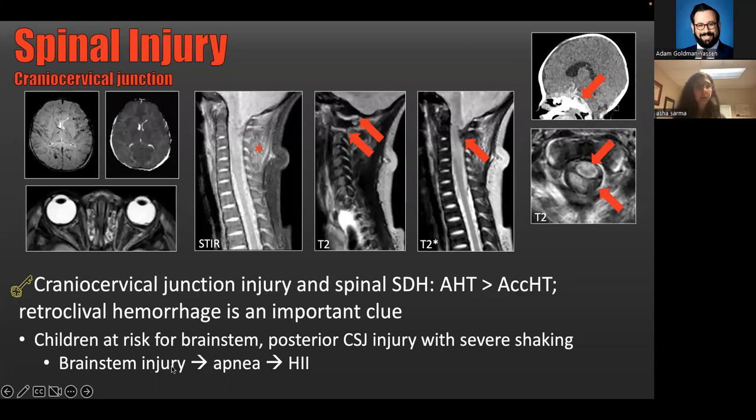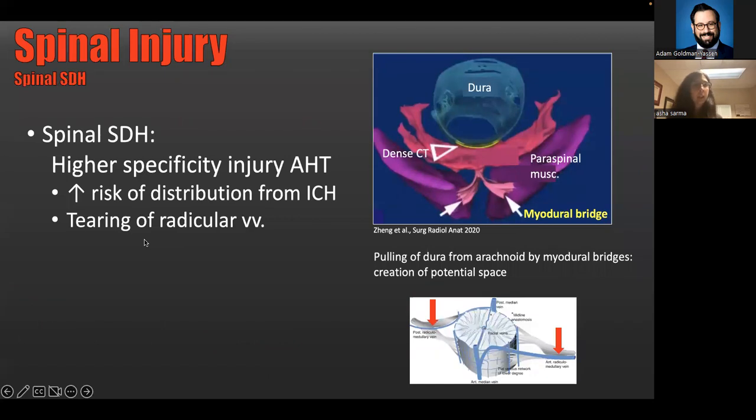The children who have craniocervical junction injuries are at risk for brainstem injury and apnea, which can lead to hypoxic ischemic injury in the context of shaking. And you can see this patient had numerous injuries. There's subnuchal ligament edema, there's facet capsular injury with T2 hyperintense signal here. On the gradient sequence, you can see intraspinal hemorrhage. Here's a hematoma layering. And there's some cord injury in that patient as well, in addition to the brain and retinal injuries, which we saw on a previous slide.